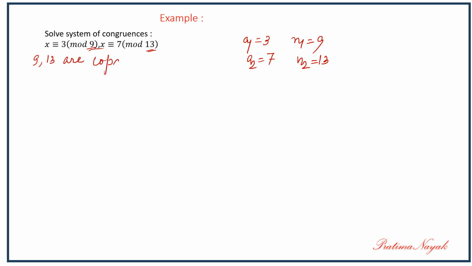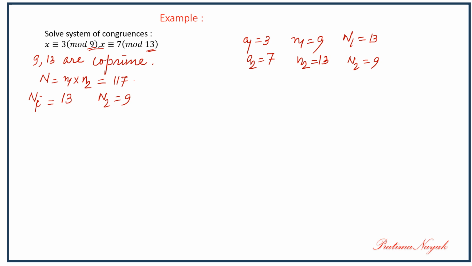So I can use the Chinese remainder theorem. First I'll get n equal to n1 into n2, that will be 117. Next I'll get the individual N. Obviously it will be 117 by 9, that will be 13, so N1 will be 13 and N2 equals 9. When two are there, it is easy.